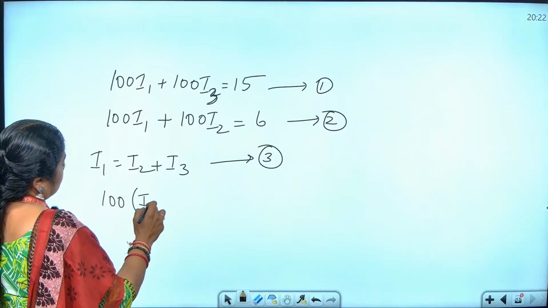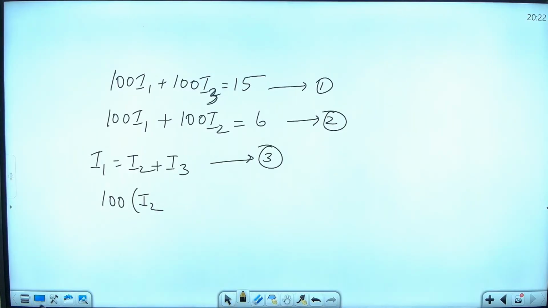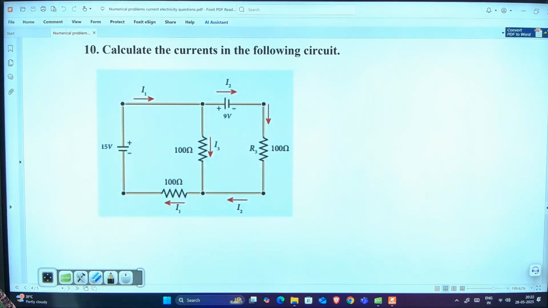It is not visible, ma'am. You want the question? Diagram? Or you want the answer? You want the circuit diagram, Saravanan? Circuit diagram, ma'am.